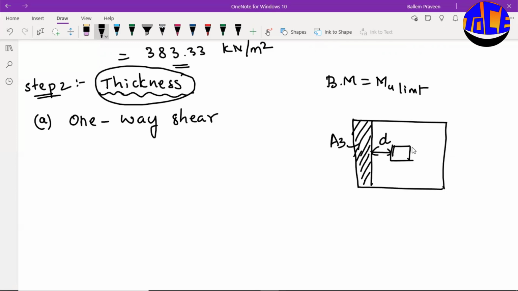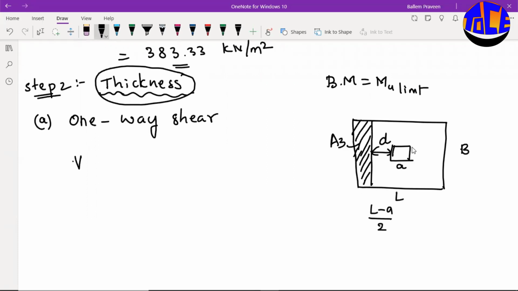Okay, so how can you find out this third area? Let this be B here, and let this be L. This dimension will be L minus A. Let us call it A here, so this is A. So L minus A divided by 2.